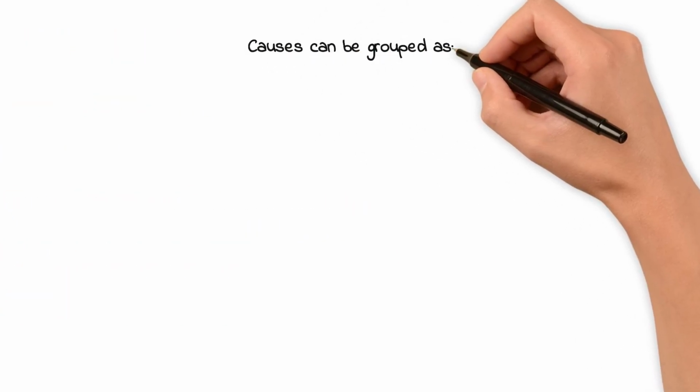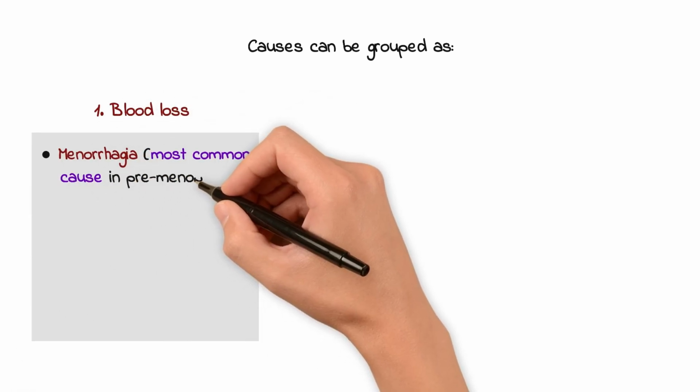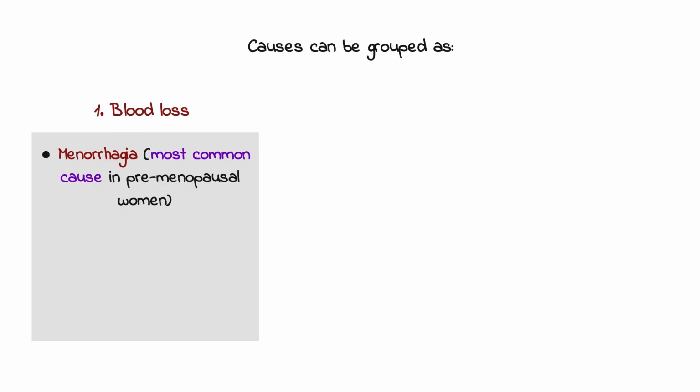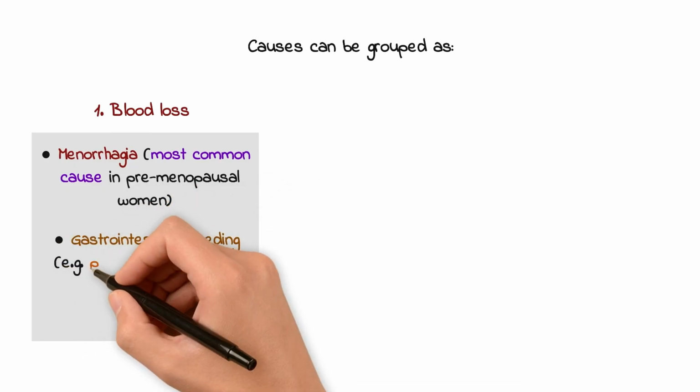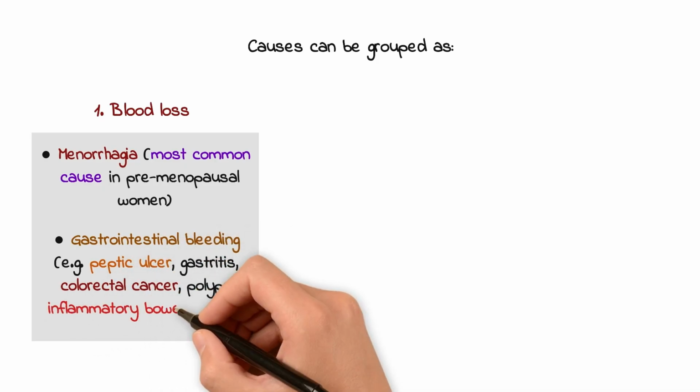Causes can be grouped as blood loss. Menorrhagia is the most common cause in premenopausal women. Gastrointestinal bleeding, for example peptic ulcer, gastritis, colorectal cancer, polyps, and inflammatory bowel disease.